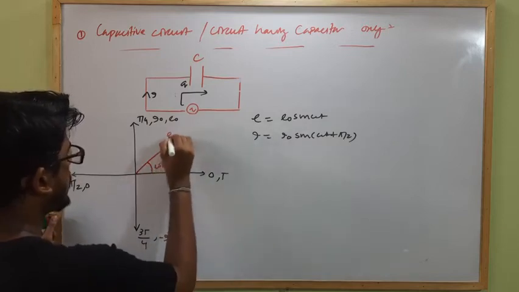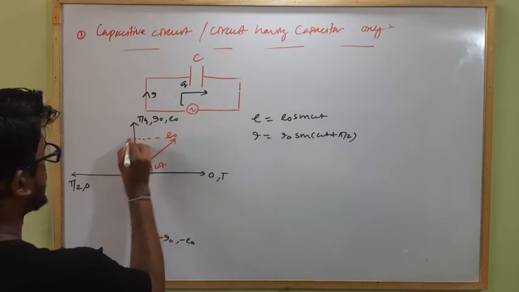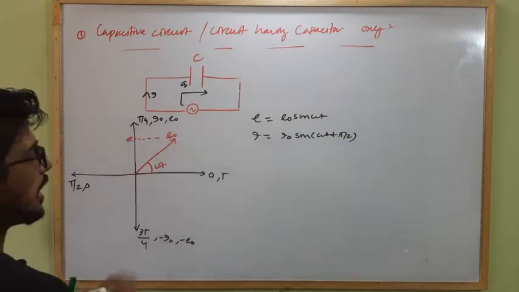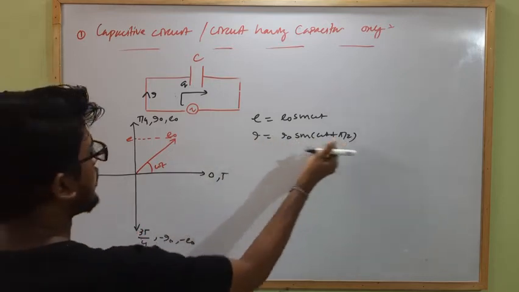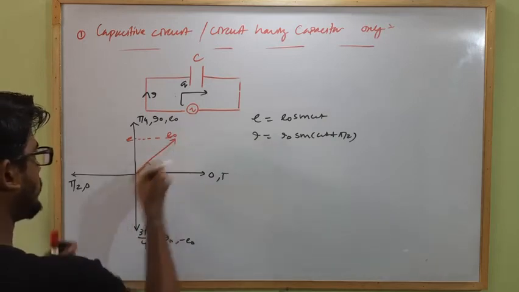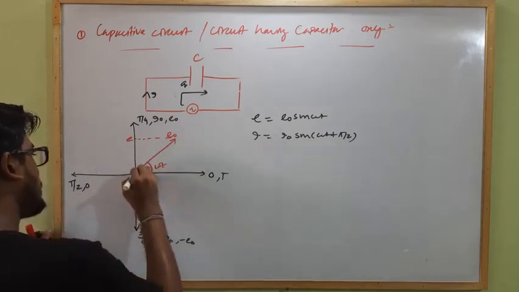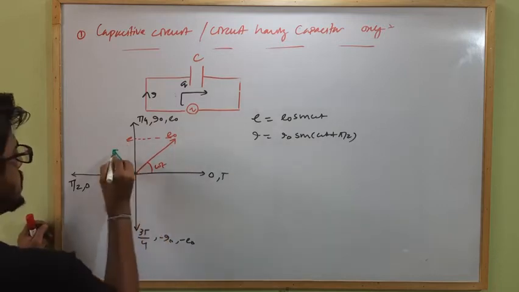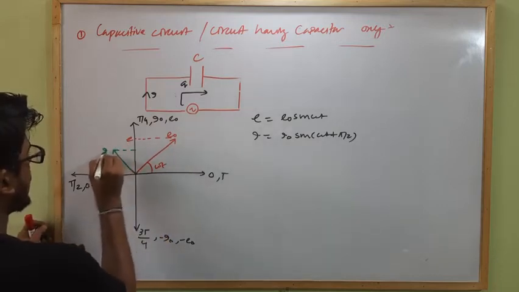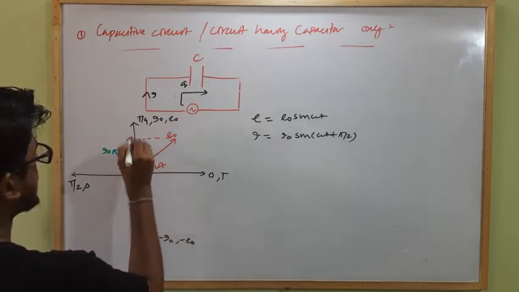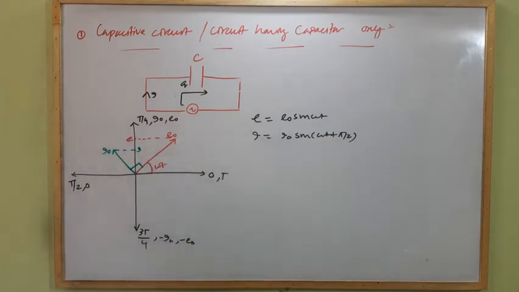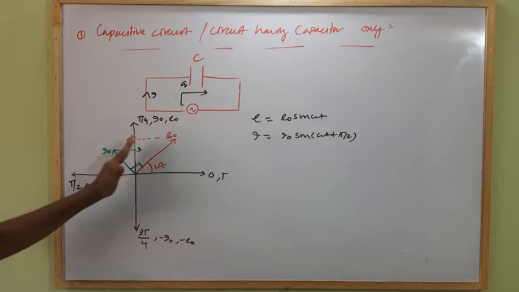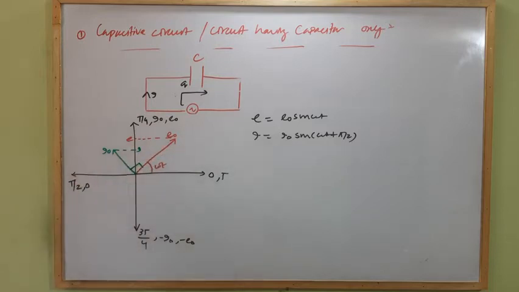So at t equal to 0 or at any instant, this is the position for E naught. Here this is E, omega t, this is E naught. Then at that instant, what is the position for I? It will be pi by 2 ahead. So from here, this is the position for E naught and this is E, and from here it will be pi by 2 ahead. So this will be I naught and this is I. From here it will be pi by 2 ahead. That means the alternating current leads the alternating EMF by pi by 2 radian. Clear? This is the phasor diagram for the capacitive circuit.